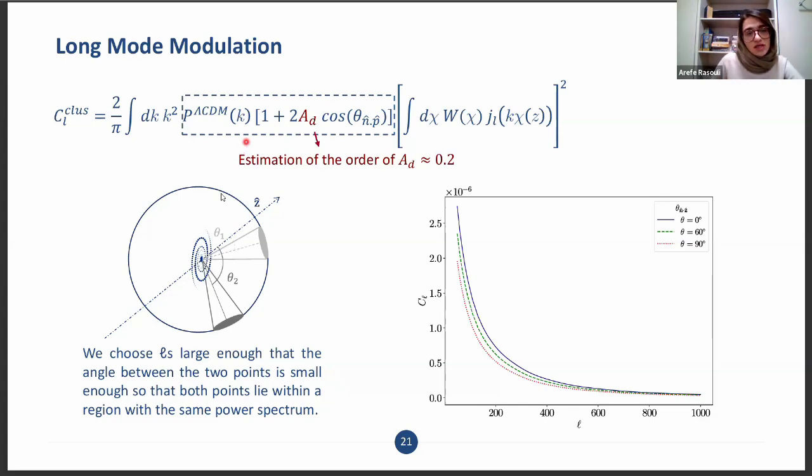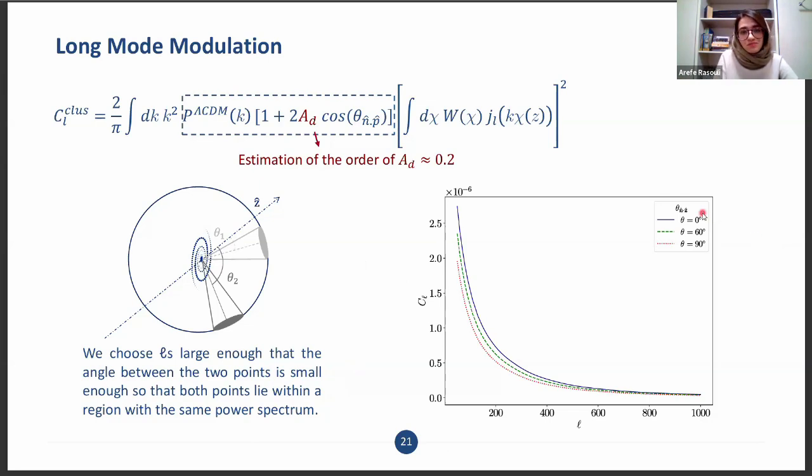We also found an upper limit for the amplitude of the modulation based on the remaining discrepancy between the observed and expected dipole. And here are the final results for clustering, for L's higher than 50, in three different directions with respect to the CMB dipole direction.